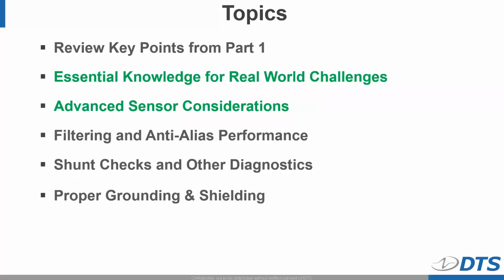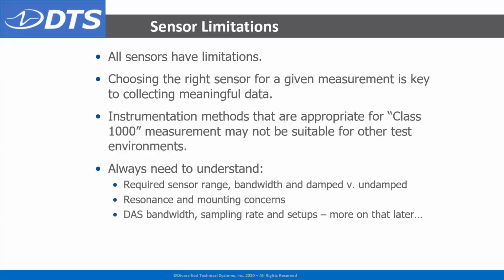As I said, I refer to this section as essential knowledge for real-world challenges, and we're going to start with some advanced sensor considerations. First of all, sensors have limitations on what you can do with them, and choosing the right sensor for any measurement is key to collecting meaningful data. Instrumentation that's appropriate for collecting class 1000 measurements for the automotive world and crash test may not be suitable for other test environments. So when you're going to perform a test, you always need to understand the required measurement range, the bandwidth of your sensor, and perhaps even whether you're using a damped versus an undamped sensor. We'll talk a little bit more about that later.